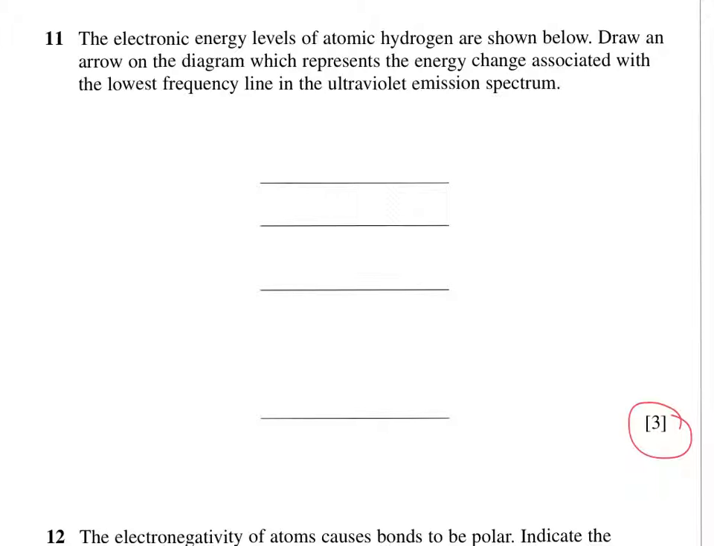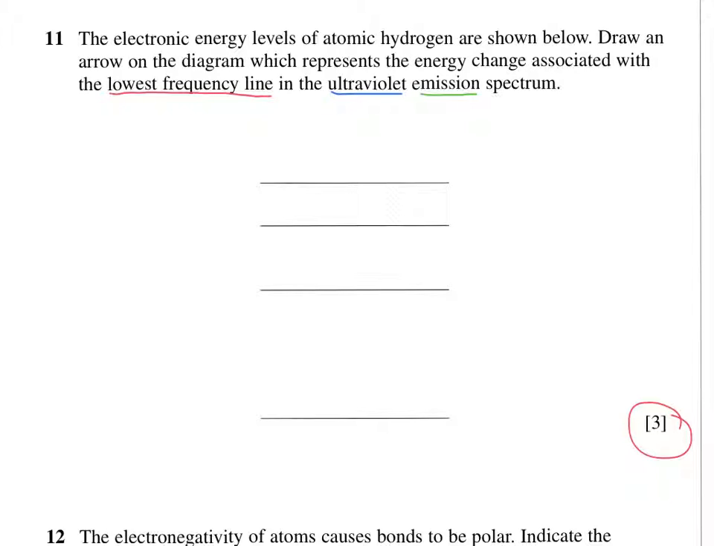And that seems very strange, but there are 3 pieces of information in this question that help us to know which arrow to draw and between which lines. So we'll get that information from the question now. So I'm going to underline these parts in different colours. Okay, so it says the energy change associated with the lowest frequency line, okay, that's one part, in the ultraviolet emission spectrum. Okay, so there's 3 different pieces of information there.